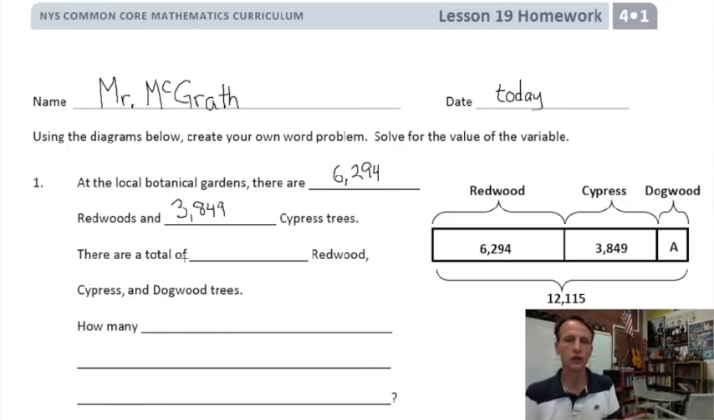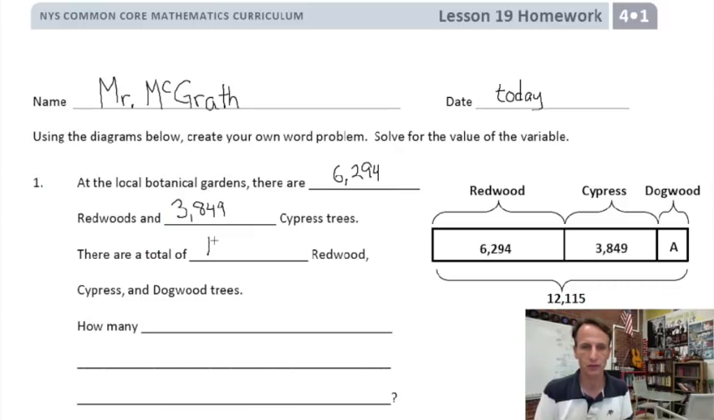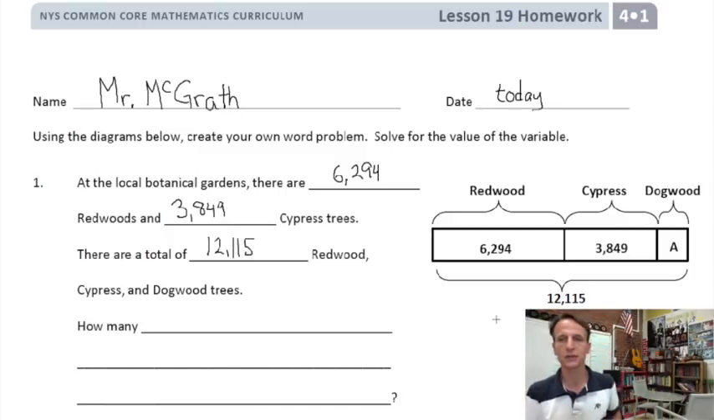All right, let's finish on. There are a total of blank redwood, cypress, and dogwood trees. And we see that that's this bracket, the total. You see how the bracket encompasses all three trees? So that would be this: 12,115 is the total for all three of them.